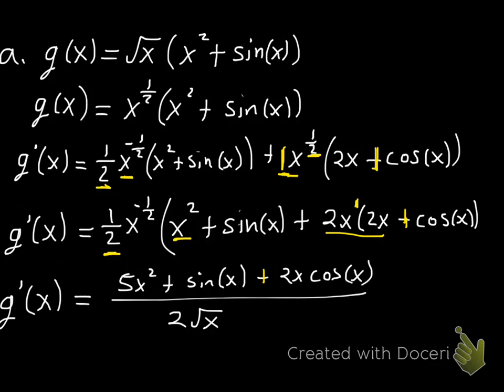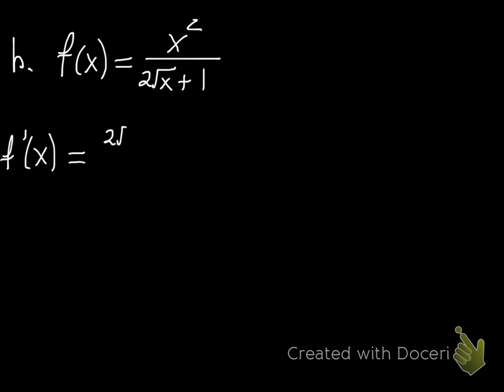Alright, let's look at another example. F of x is equal to x squared all over 2 square root of x plus 1. This is a quotient of two functions. The top function is x squared, so that's the high. The low function is 2 square root of x plus 1. Okay, so low, there's 2 square root of x plus 1.